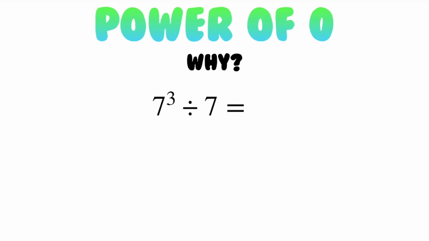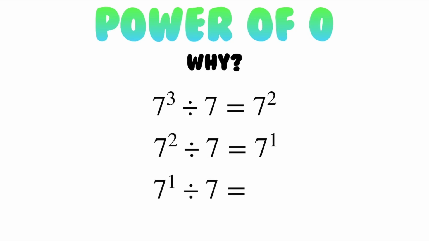Well, why does this work? Think about this. What is 7 cubed divided by 7? That's 7 squared, right? And what's 7 squared divided by 7? That's 7 to the power of 1, right? So shouldn't 7 to the power of 1 divided by 7 be 7 to the power of 0? And what is 7 to the power of 1 divided by 7? That's just 1, right?